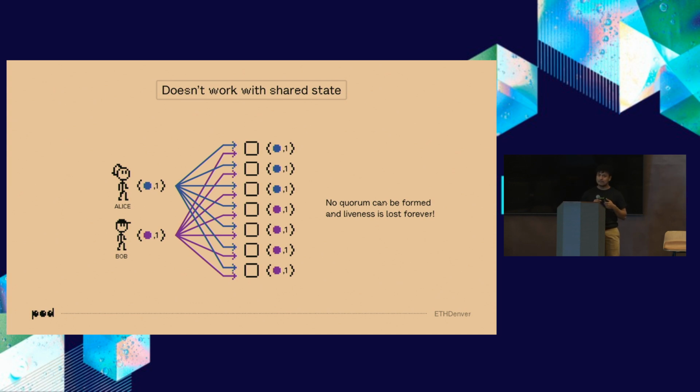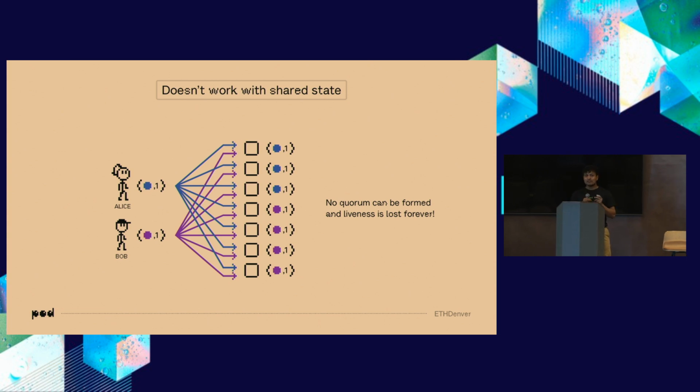What happens if they both try to spend the allowance at the same time, right? Half of the network might see Alice's transaction, other half might see Bob's transaction. They are both honest. They were just trying to honestly spend the allowance. In this case, none of the two transactions might get a quorum, right?